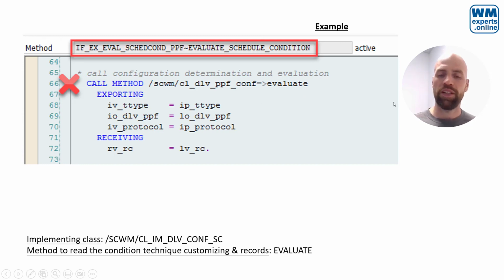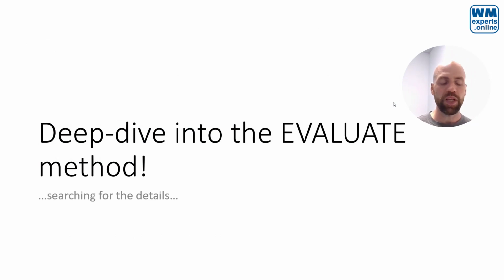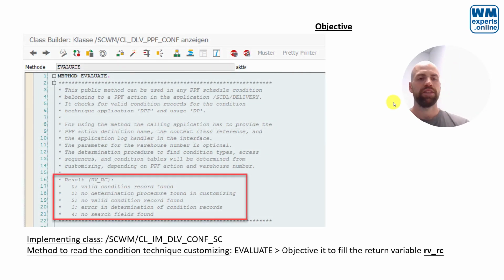Here's a method which is called evaluate, and we will now jump into a deep dive and look at the technical details of the implementation of this method. SAP gives us a nice summary at the beginning of the method. I will not read it out for you. You can pause here and read it if you want. The most important thing is that the main objective of the method is to fill the return variable, RV_RC, and this return variable decides whether the action should be scheduled or not.